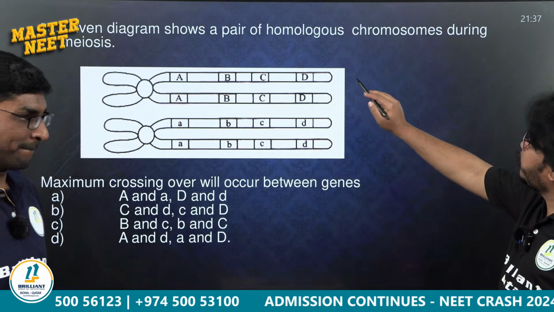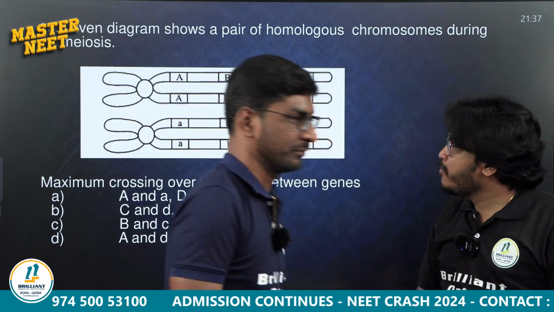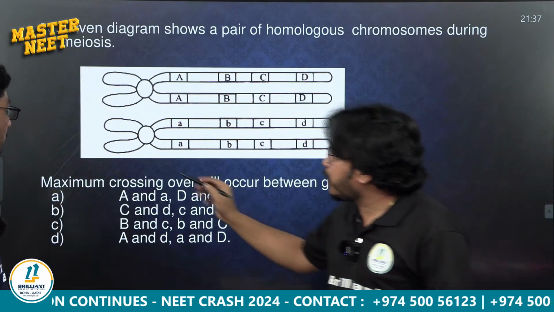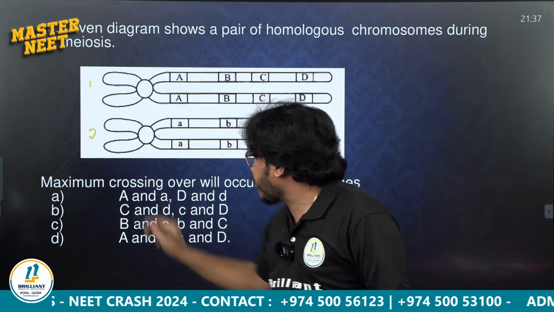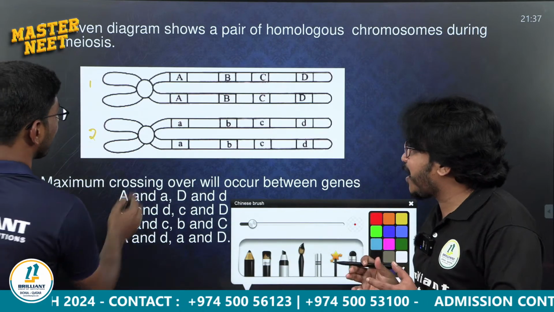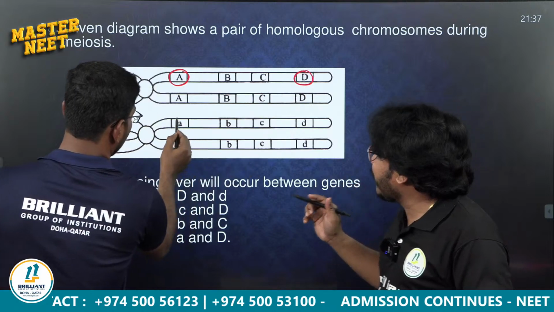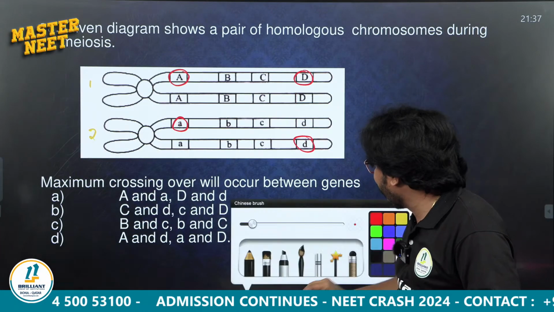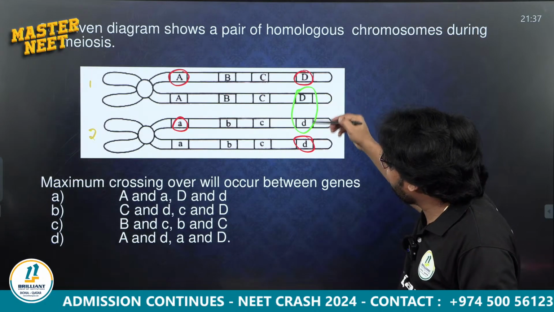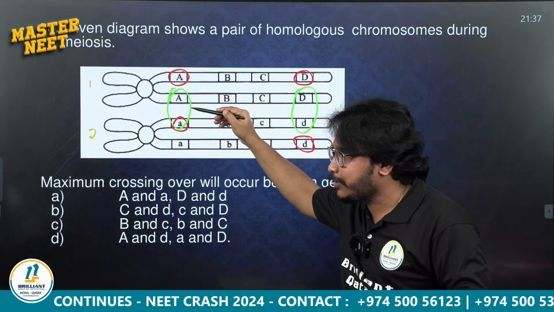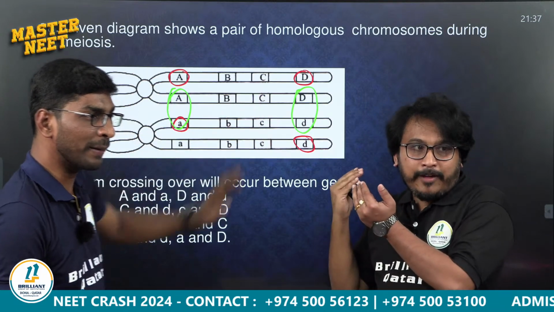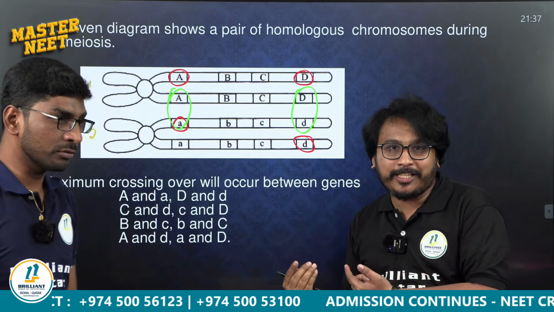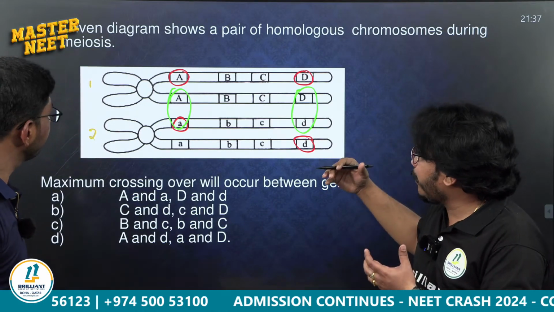Question. The given diagram shows a pair of homologous chromosomes during meiosis. Maximum crossover will occur between which genes? So two chromosomes are there. Let's take this as the first chromosome and this as the second chromosome. You should understand that maximum crossover will take place between two genes. Here these two will get exchanged, and these two will get exchanged. Look at the distance, they are very far. When they are very distant from each other, there is maximum chance of recombination, or new combination, by crossing over.